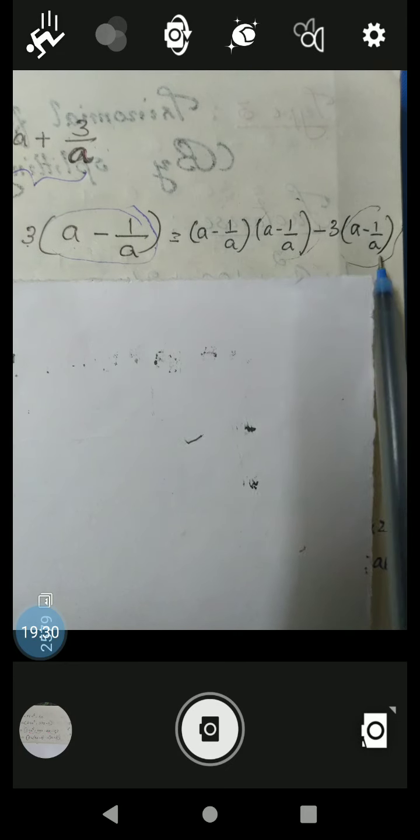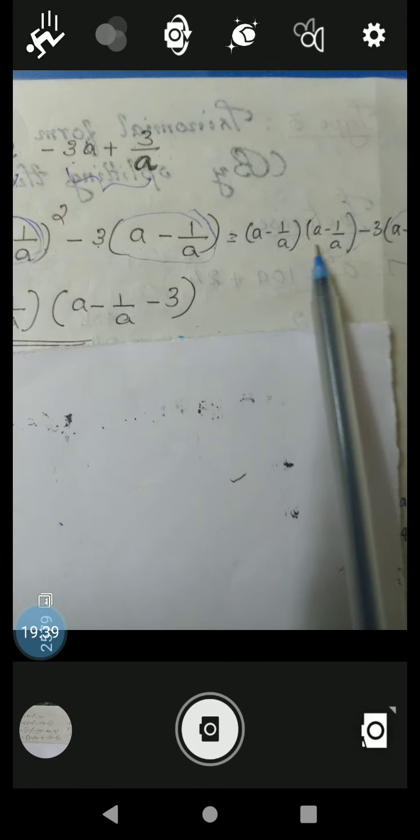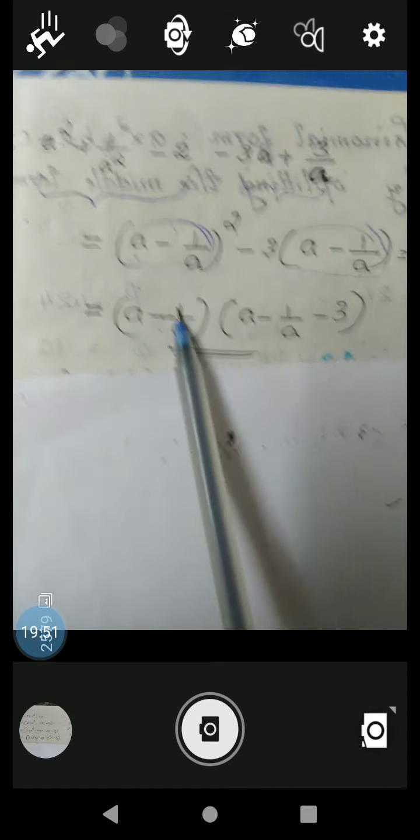Now it is very clear that A minus 1 by A is common. Or we can write A minus 1 by A the whole square as A minus 1 by A into A minus 1 by A, then minus 3 into A minus 1 by A. We can take one A minus 1 by A outside. The remaining is A minus 1 by A minus 3. We are taking A minus 1 by A outside from both terms. So these two are the factors of the given expression.